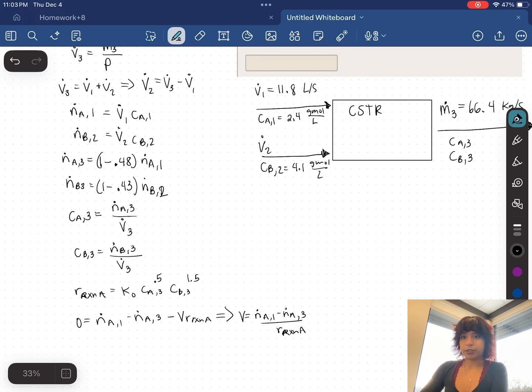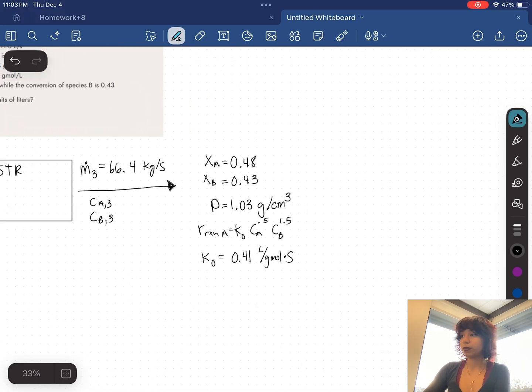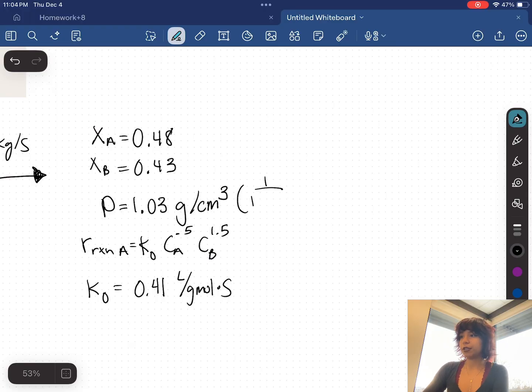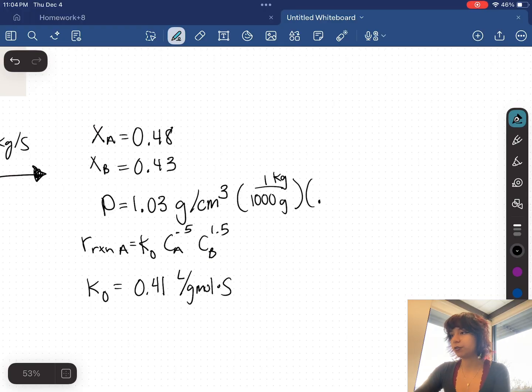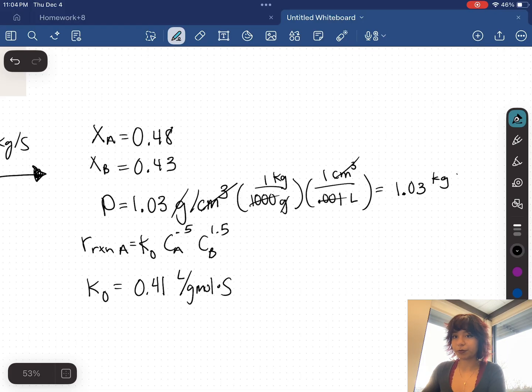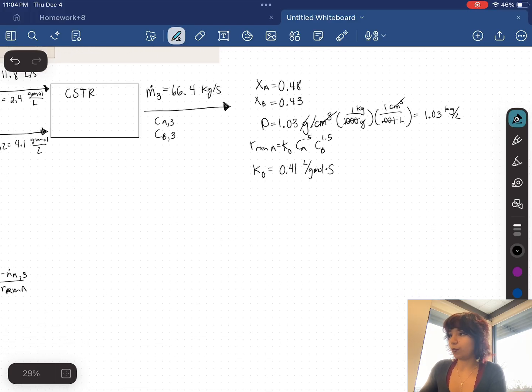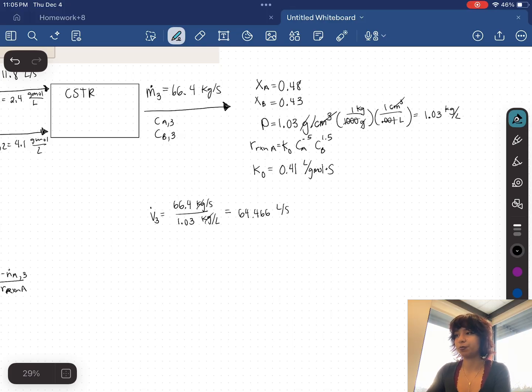Now, before we get started, we need to convert our density into kilograms per liter. We will do this by multiplying 1.03 grams over centimeters cubed by 1 kilogram divided by 1,000 grams, multiplied by 1 centimeter cubed divided by 0.001 liters. This will allow us to cancel out all the units we don't want, which will give us 1.03 kilograms per liter.